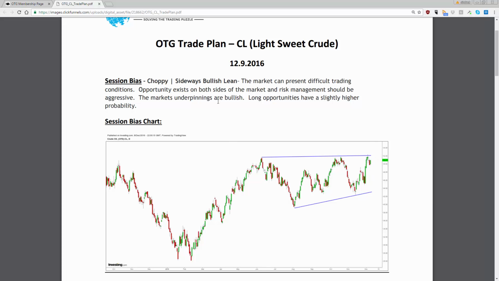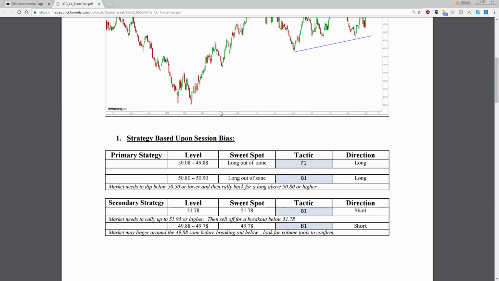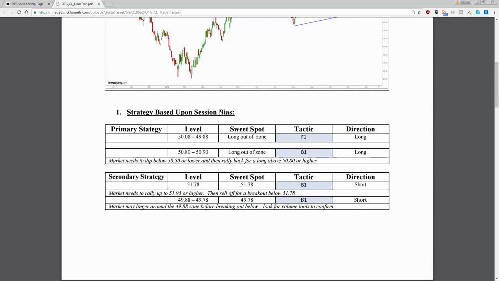Now, specific to this trade plan, one of the other factors is that Saturday the 10th, this is the trade plan for the 9th, Saturday the 10th, there is an OPEC meeting going on, and there could be a production cut agreement between non-OPEC and OPEC countries that could send the market higher, giving you this idea for this bullish lean. The other thing that we do is give you actionable trade ideas.